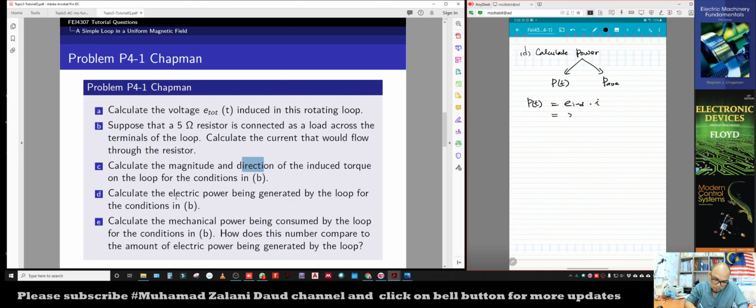We know that E in is 5.15 sine omega t, I'm going to use omega t again in this case. I is 1.03 sine omega t, which gives 5.3 sine square omega t. That is the instantaneous power in watts for that particular example.